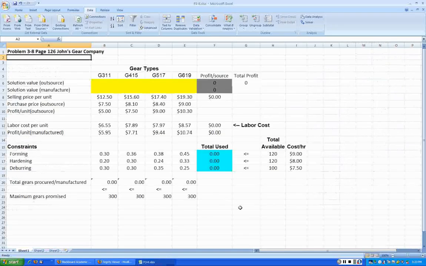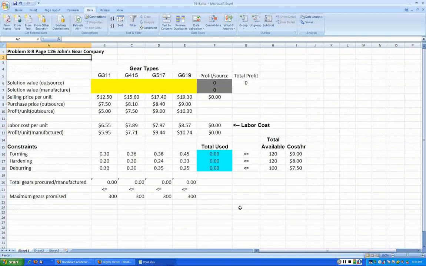Folks, let's look at problem 3.8 on page 126, John's Gear Company. Now here, John produces 4 different types of gears, G311, G450, G517, then G619. He can either outsource them or he can produce in-house. So those are the 2 options that we have.